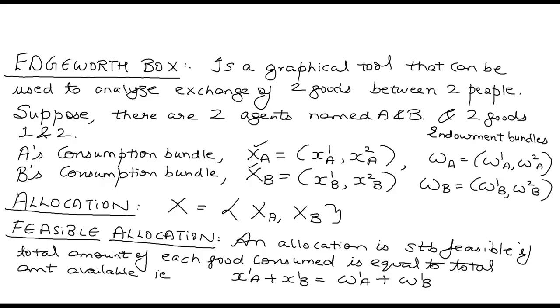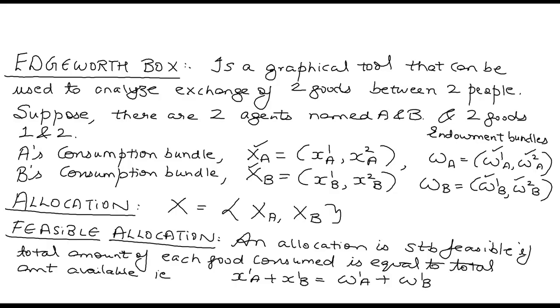So agent A is born with how much amount of good 1? This much. And agent A is born with how much amount of good 2? Omega 2A. Similarly, agent B is born with how much amount of good 1? Omega 1B. And agent B has how much amount of good 2? Omega 2B.